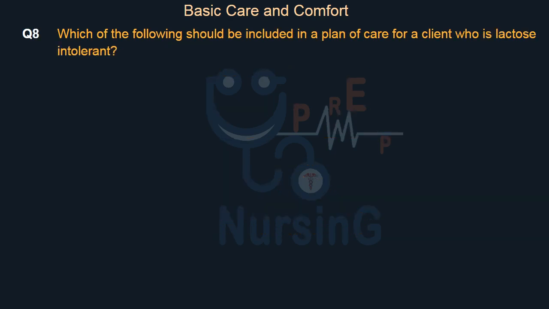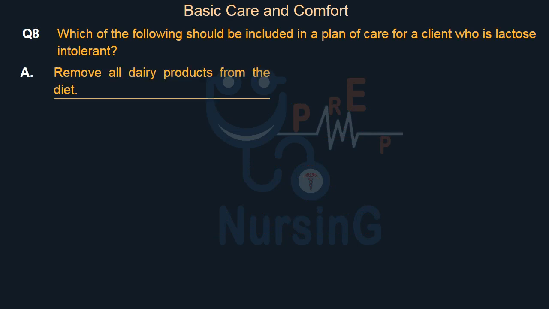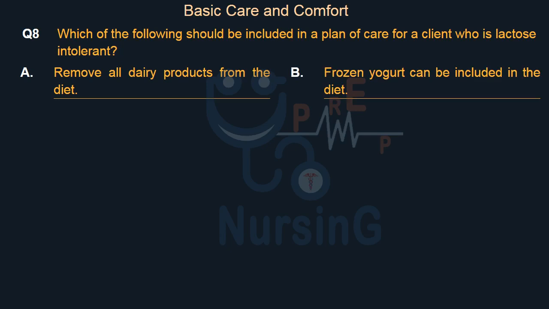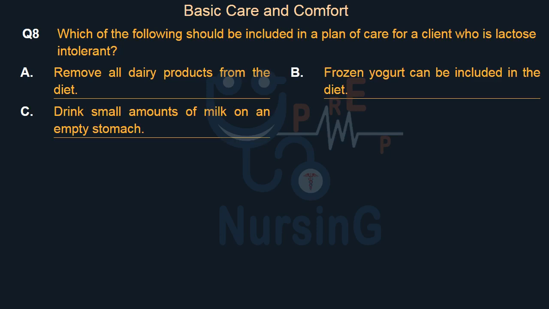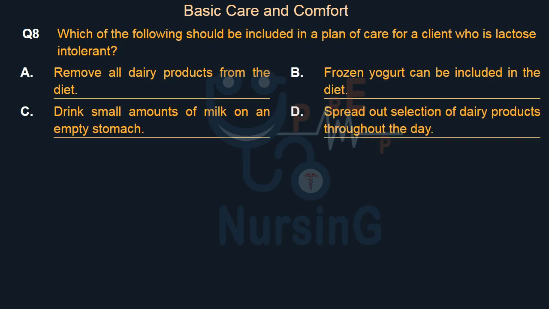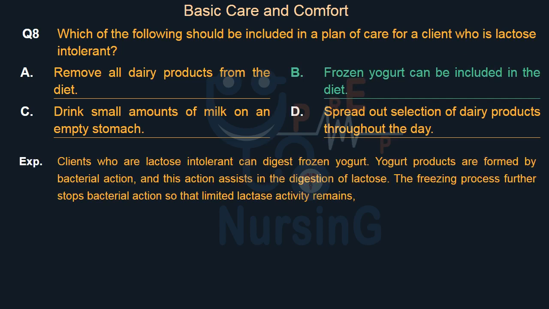Which of the following should be included in a plan of care for a client who is lactose intolerant? Option A, remove all dairy products from the diet. Option B, frozen yogurt can be included in the diet. Option C, drink small amounts of milk on an empty stomach. Option D, spread out selection of dairy products throughout the day. Right answer is option B, frozen yogurt can be included in the diet.